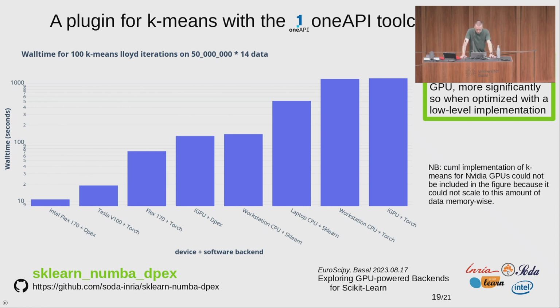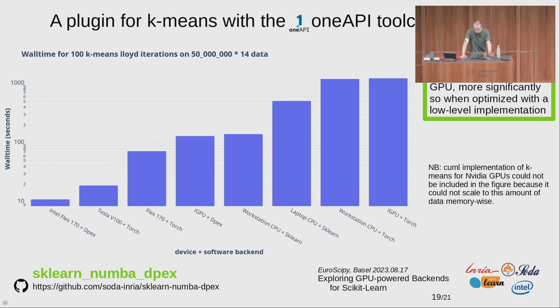And here is a set of benchmarks. The y-axis is still a log scale, on a various set of combinations of implementation and hardware that run k-means, 100 iterations of k-means on 50 million rows with 14 dimensions. It's a lot of data too.